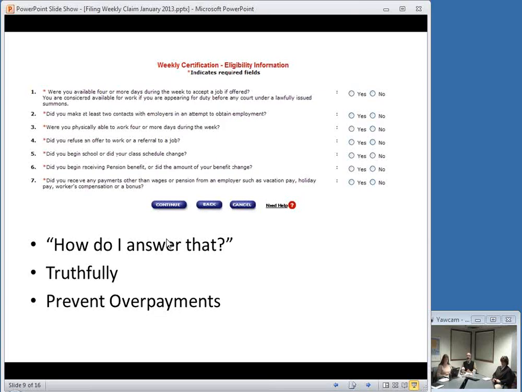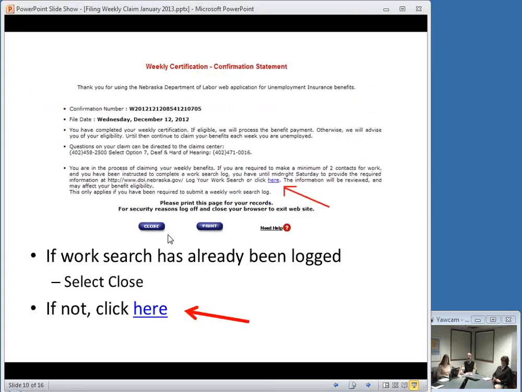But it can come back to haunt them in the sense of overpayments when they receive statements that show that they've been paid benefits they were not entitled to. So I know you can't answer questions for people, but if they ask you how to answer these, you might help interpret the question. Ultimately they just need to answer those questions honestly, and we'll go from there.